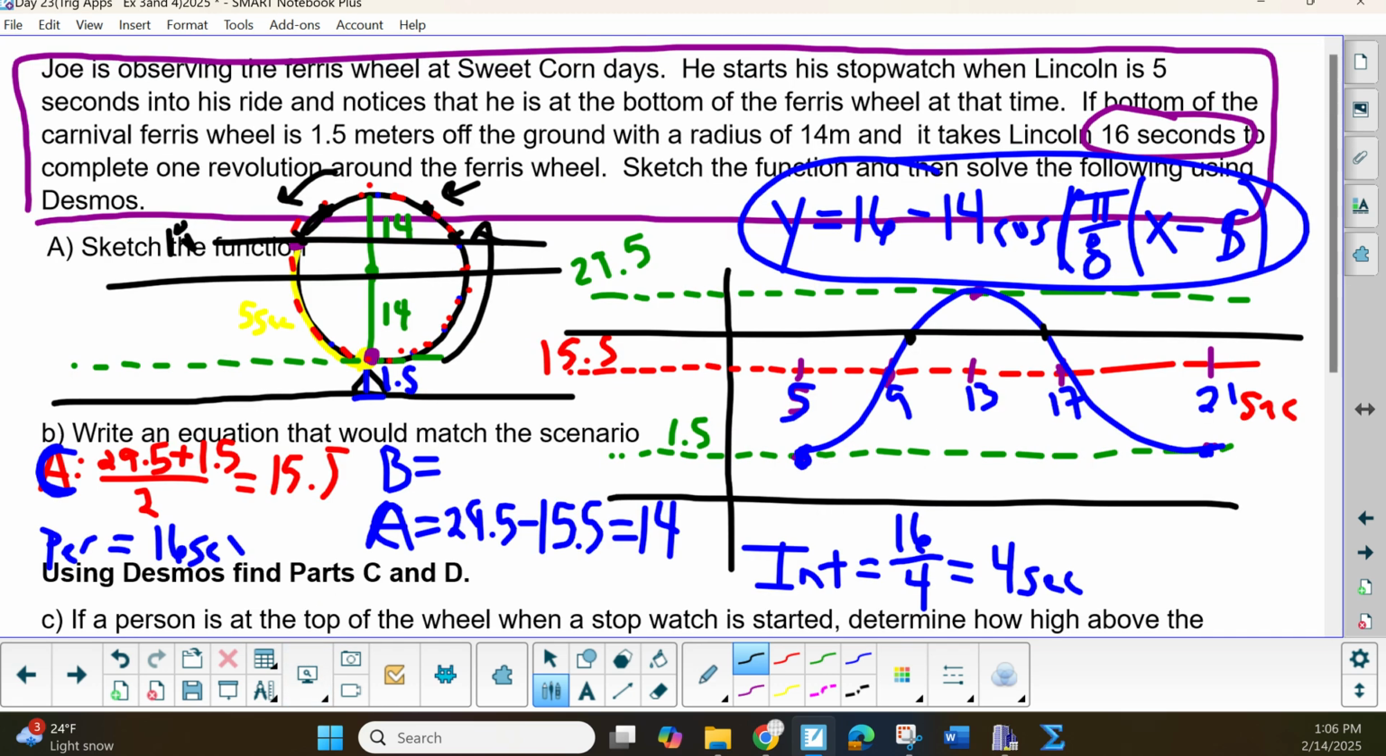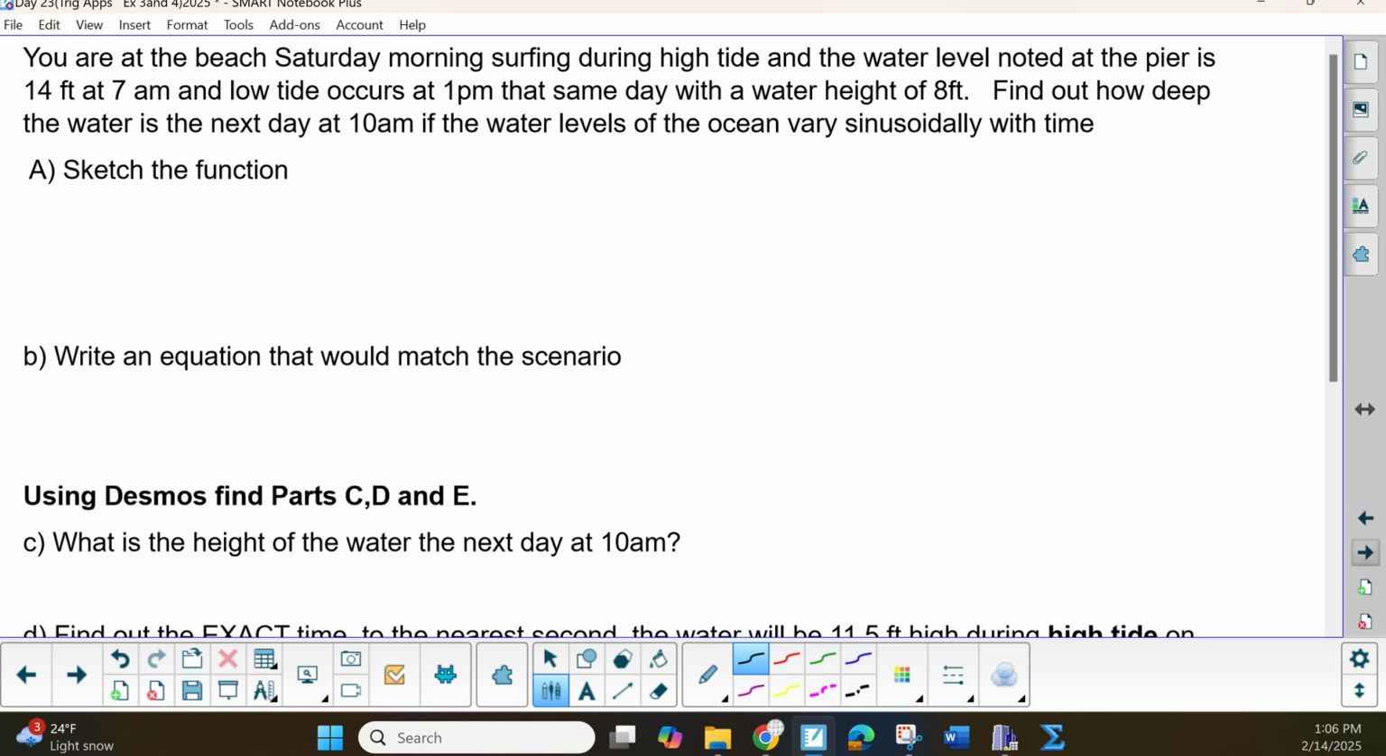On this one, you were at a beach Saturday morning surfing during high tide, and the water level noted that the pier is 14 feet at 7 a.m. At low tide, it occurs at 1 p.m. the same day with a water height of 8 feet. So high tide 14 feet, low tide 8 feet. Find out how deep the water is the next day at 10 a.m. if the water levels of the oceans vary sinusoidally with the time.